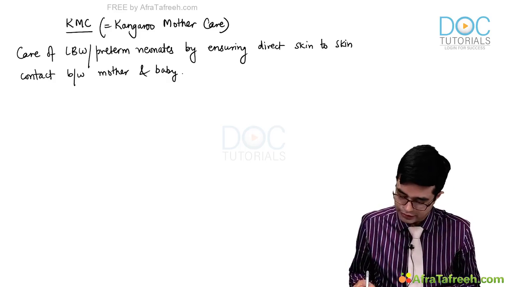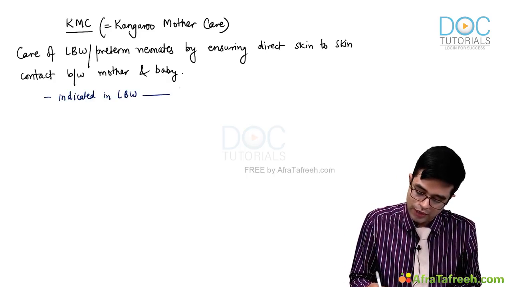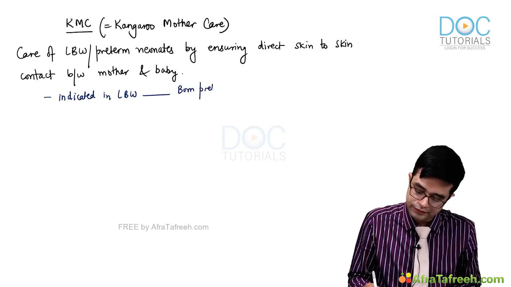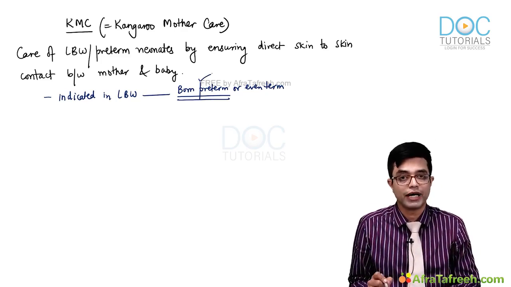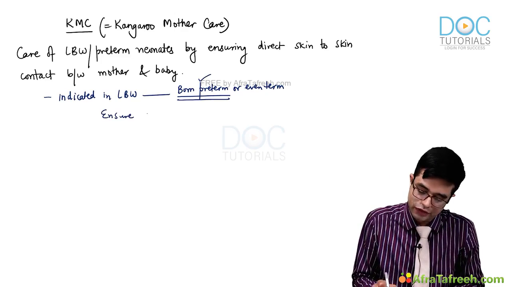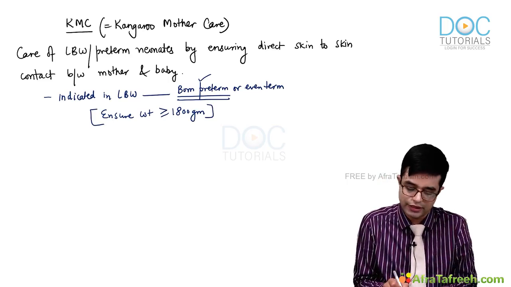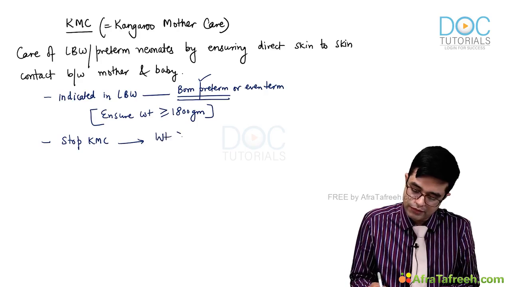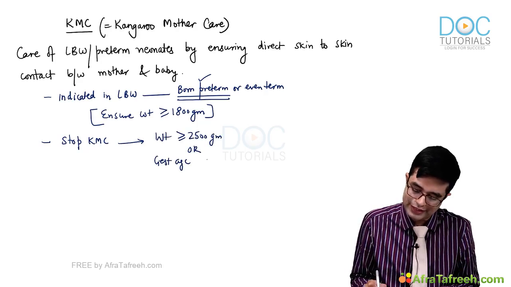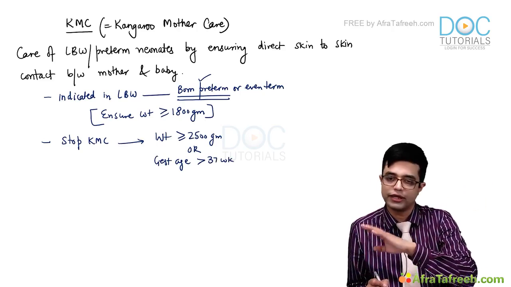Who are the children who benefit from kangaroo mother care? Kangaroo mother care is indicated in all low birth weight newborns who are born either preterm or even term babies. However, preterm babies are the ones which maximally benefit from kangaroo mother care. And what you should ensure that the weight of the child is equal to or more than 1800 grams. If the weight is less than 1800 grams, you need to wait for a few days before it can be started. You can stop kangaroo mother care if the child is having weight equal to or more than 2500 grams, or if the overall corrected gestational age now exceeds more than 37 weeks. The child was delivered at 32 weeks, you started. Now 5 weeks have crossed for giving kangaroo mother care. Now you can stop that.